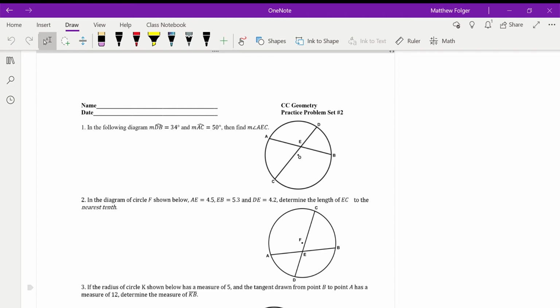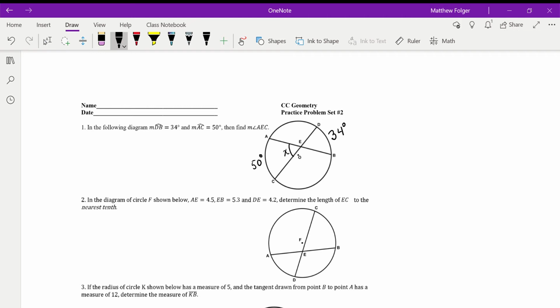So for this question, we're given two arcs for number one. We're given that DB is 34 degrees, and we're given that arc AC is 50 degrees. Now these are two arcs and we're trying to find the measure of angle AEC, which is this one right there. Now, for this angle in here, what you need to keep in mind is that that is not a central angle or an inscribed angle. So it's not going to be equal to 50 or half of 50.